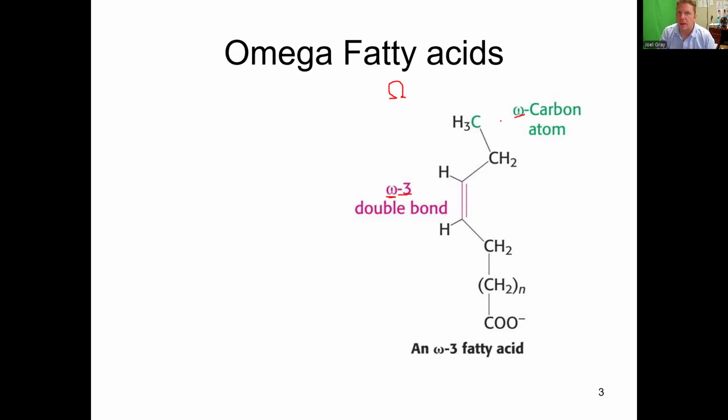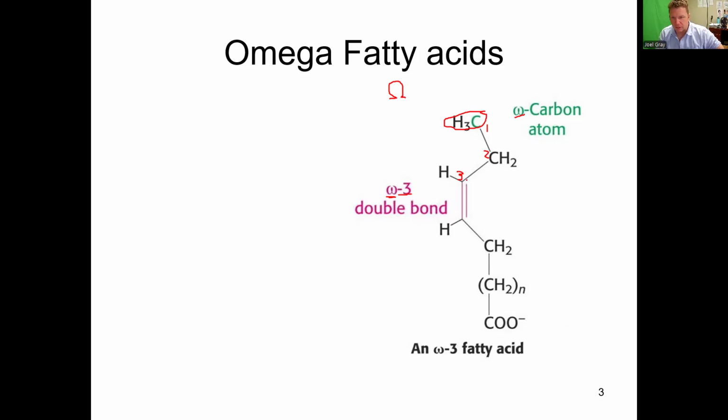Now, if you think about beginning and end, the alpha is the beginning, omega is the end. So our methyl end of our fatty acid is our omega carbon, our terminal carbon, our last carbon. Omega-3. If we are going to look at a molecule and draw an omega-3 fatty acid, we are going to start from our methyl end. And we're going to say that's 1, 2, 3. And so we're going to have a double bond between carbons number 3 and 4.